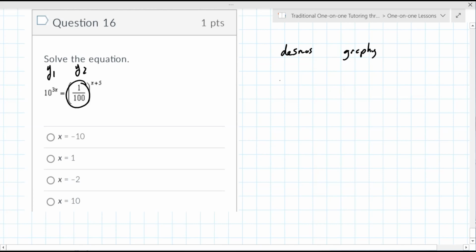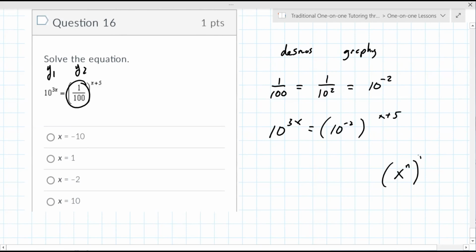So this 1 over 100, 100 is 10 squared. And whenever you have an exponent on the bottom, you can bring it up by negating it. So this 10 to the 3x equals 10 to the minus 2 to the x plus 5. All I did is replace 1 over 100 with 10 to the minus 2. And then there's this property that if you have an exponent to an exponent, you multiply them. So this -2 is going to multiply this x plus 5.